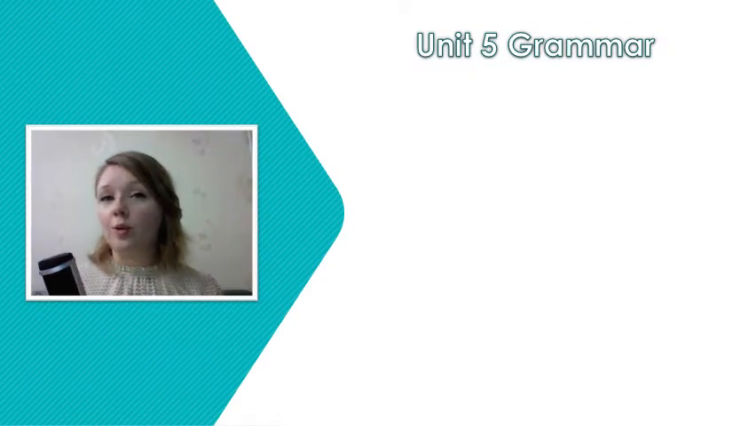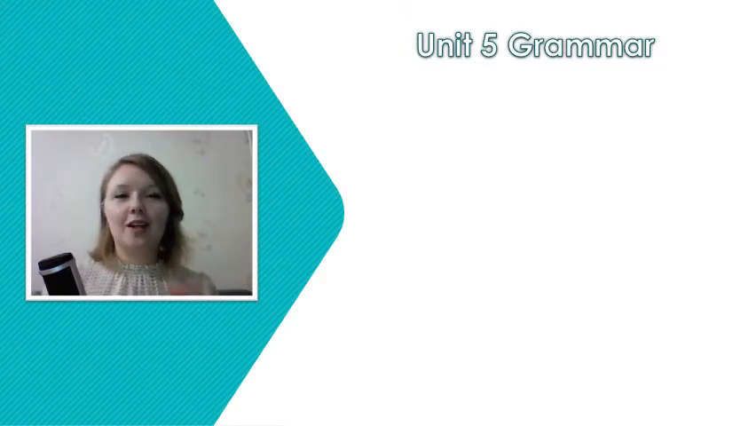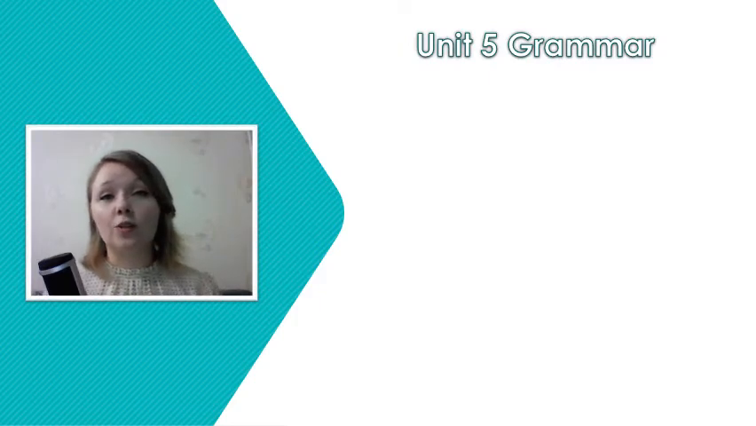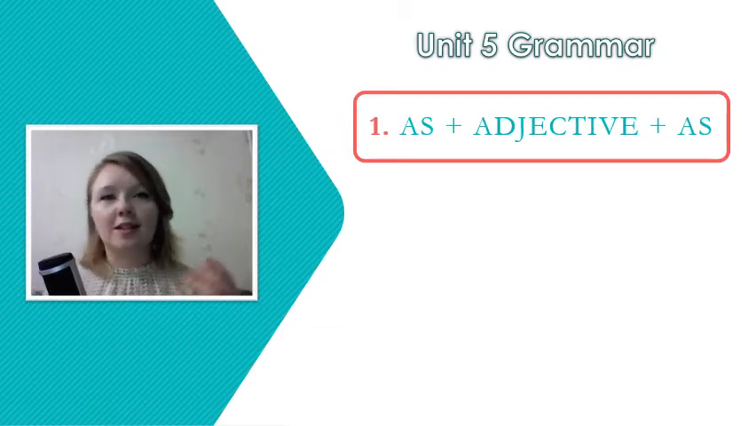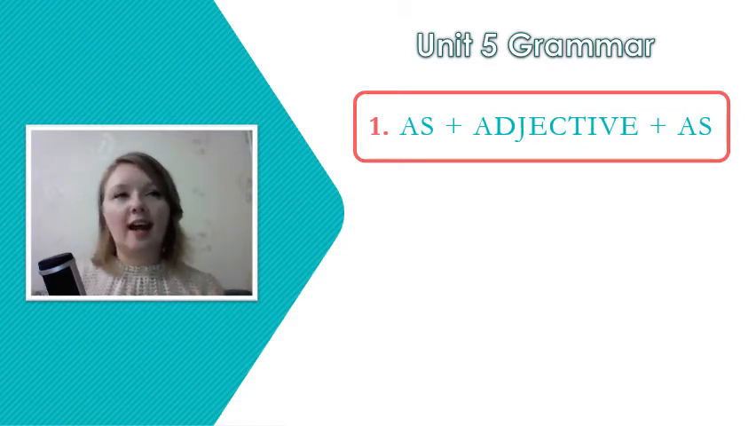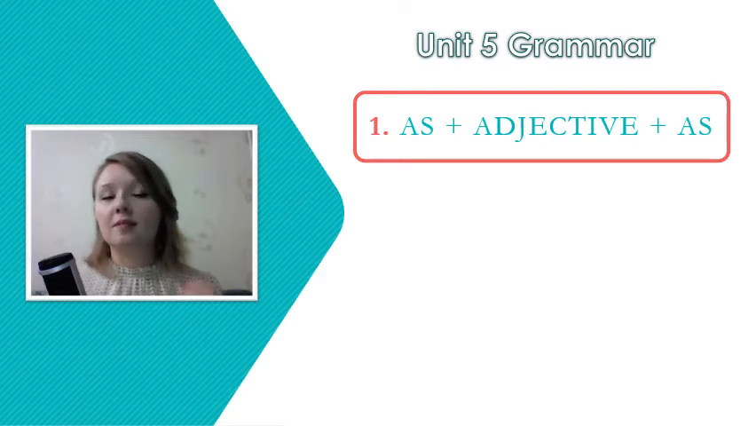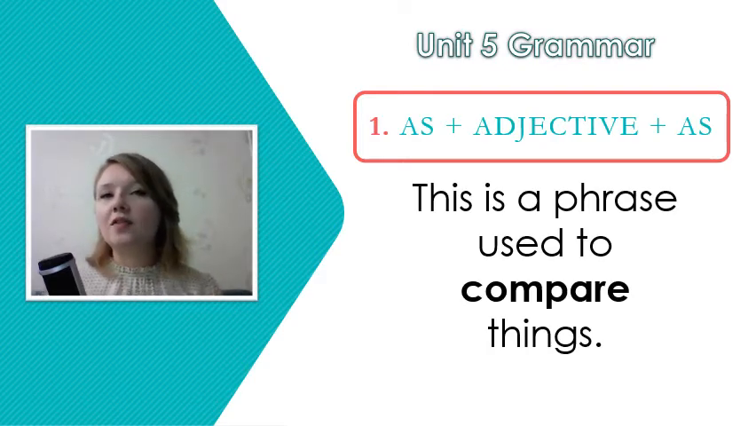Now that we have reviewed the Unit 5 vocabulary, let's go ahead and review the grammar. If you remember from last week's video, there are 3 grammar points we are going to review. The first one is as, adjective, as. Remember, an adjective is a word used to describe things like big, small, tall, short, hot, cold, and so on. So our sentences would be things like as hot as, as small as, and so on. This phrase is used to compare things.